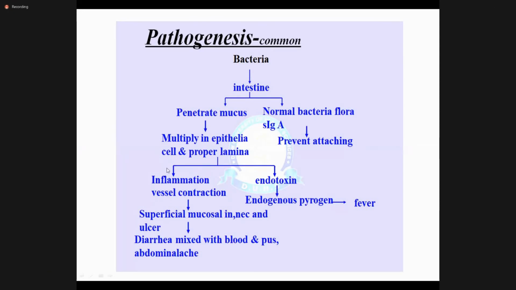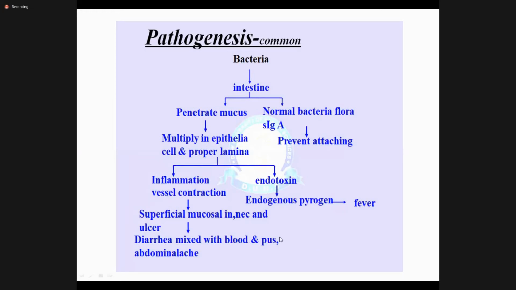Due to the inflammation, what happens? There is vasoconstriction, and some other endotoxins are also released that cause fever, along with the release of different proteins. Then after the vasoconstriction, there is superficial mucosal necrosis and ulceration. Then there is an increased secretion of water instead of absorption, and due to the inflammation there is accumulation of blood and pus along with this watery secretion, which is called diarrhea.